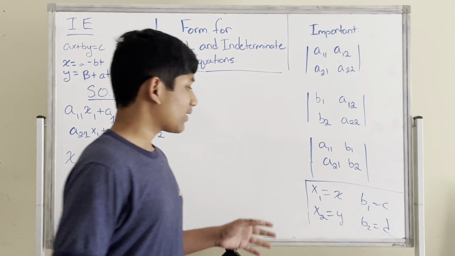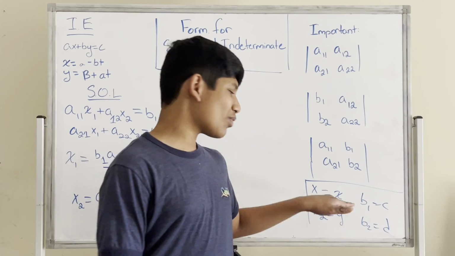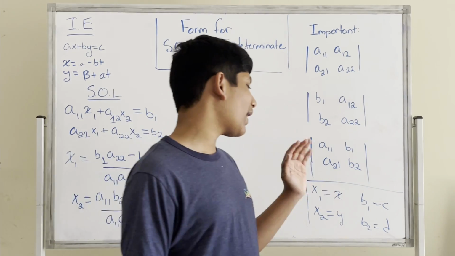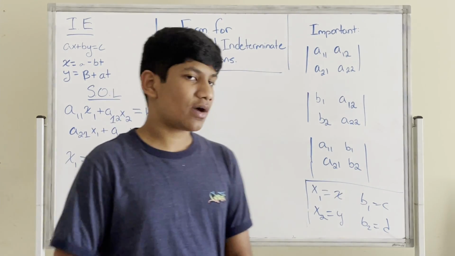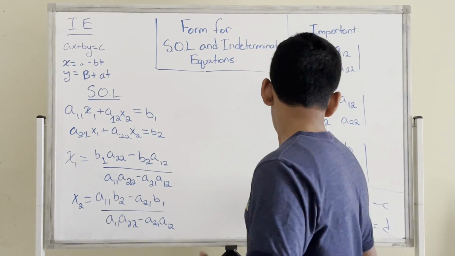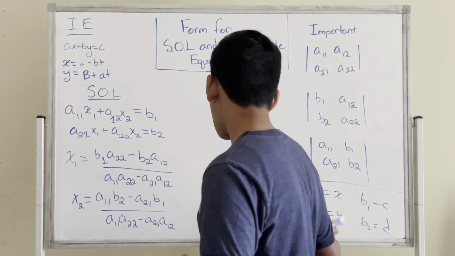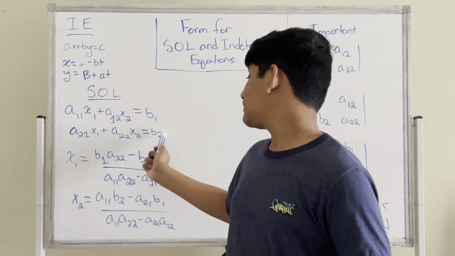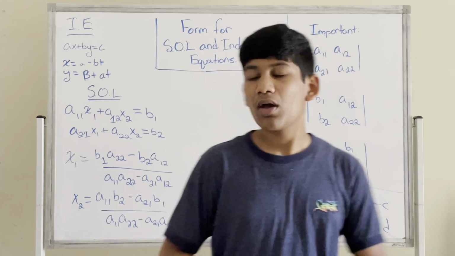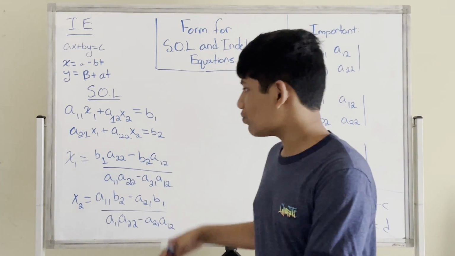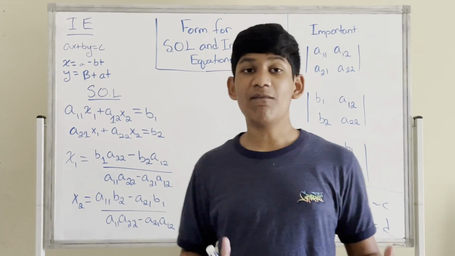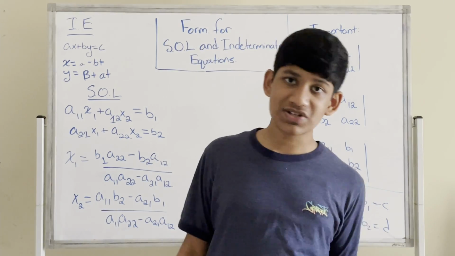So first, as we have over here, we're going to substitute x1 to equal x, b1 to equal c, x2 to equal y, and b2 to equal d. This means that we substitute x1, x2 to equal x and y, and then b1, b2 to be c, d. Now you may be wondering, what about a11, a12, a21, a22? You might guess that these are the coefficients, and yes, indeed, they are the coefficients.